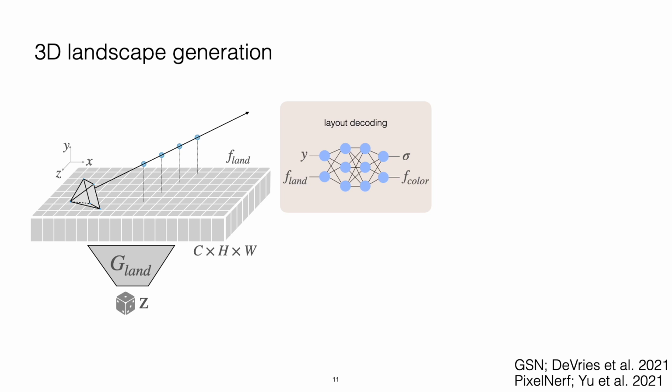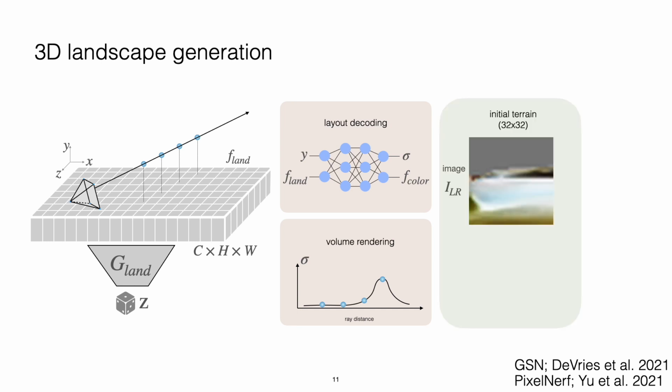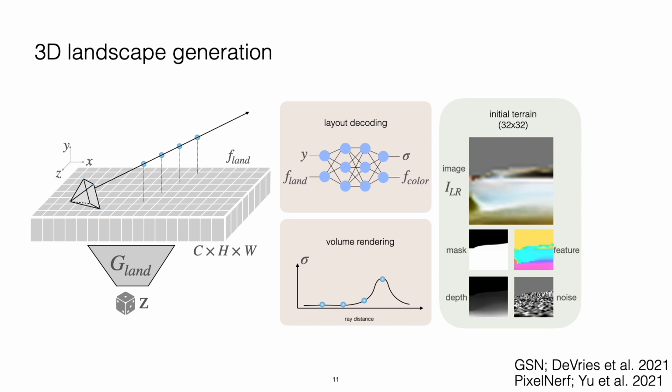Then we'll use a layout decoder network that takes in the layout feature and the height above the grid at each point and converts it into an occupancy value and a 3D feature. By volume rendering the 3D features sampled along camera rays, we can obtain our initial image and some associated outputs such as a sky mask, projected 3D features, depth, and a projected world space noise pattern. The learning of this is supervised with a discriminator objective, so it doesn't need any sort of reconstruction loss or 3D ground truth, which is hard to obtain at a scene level.